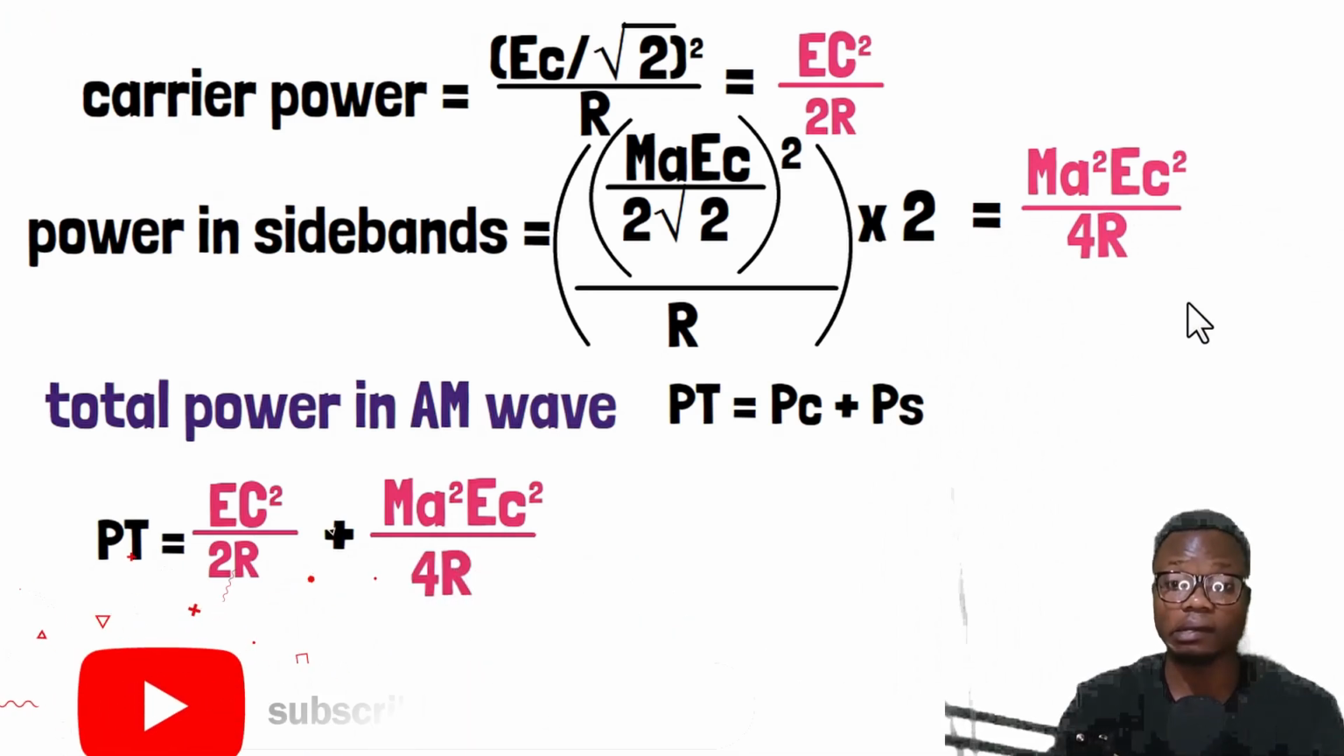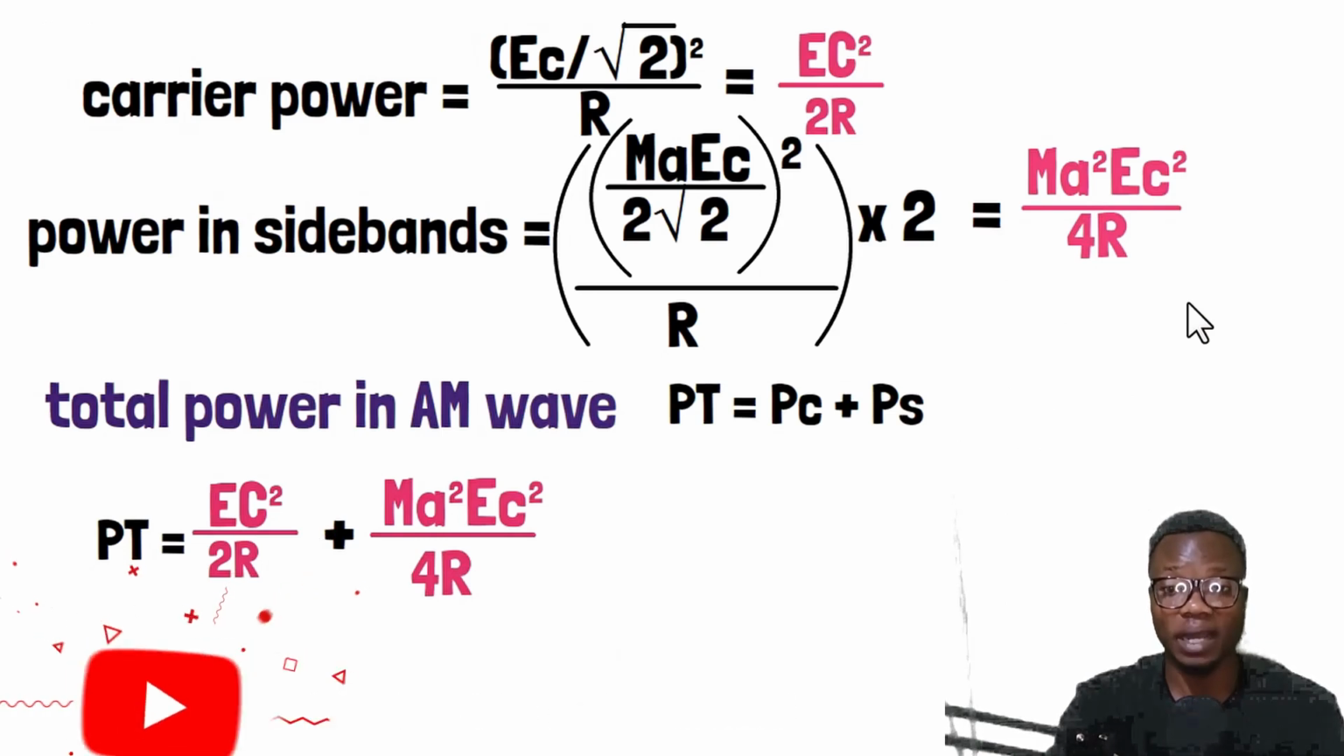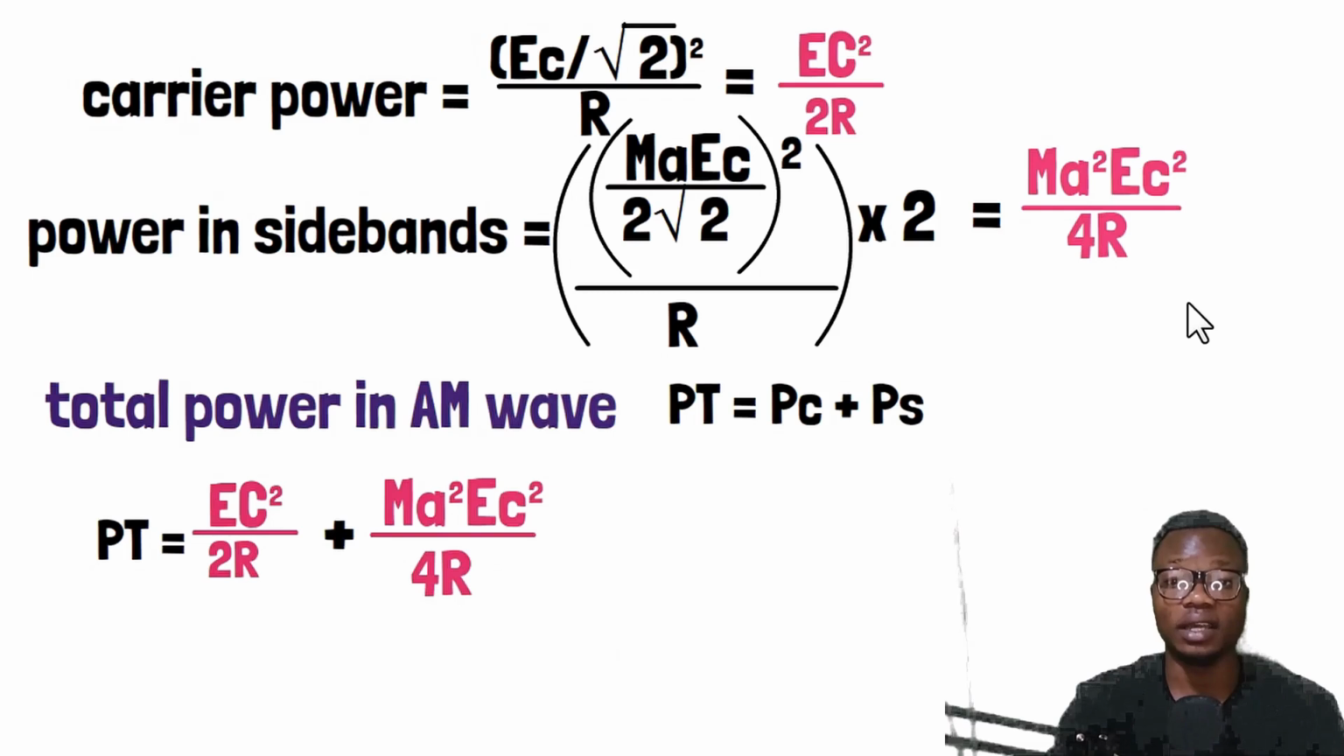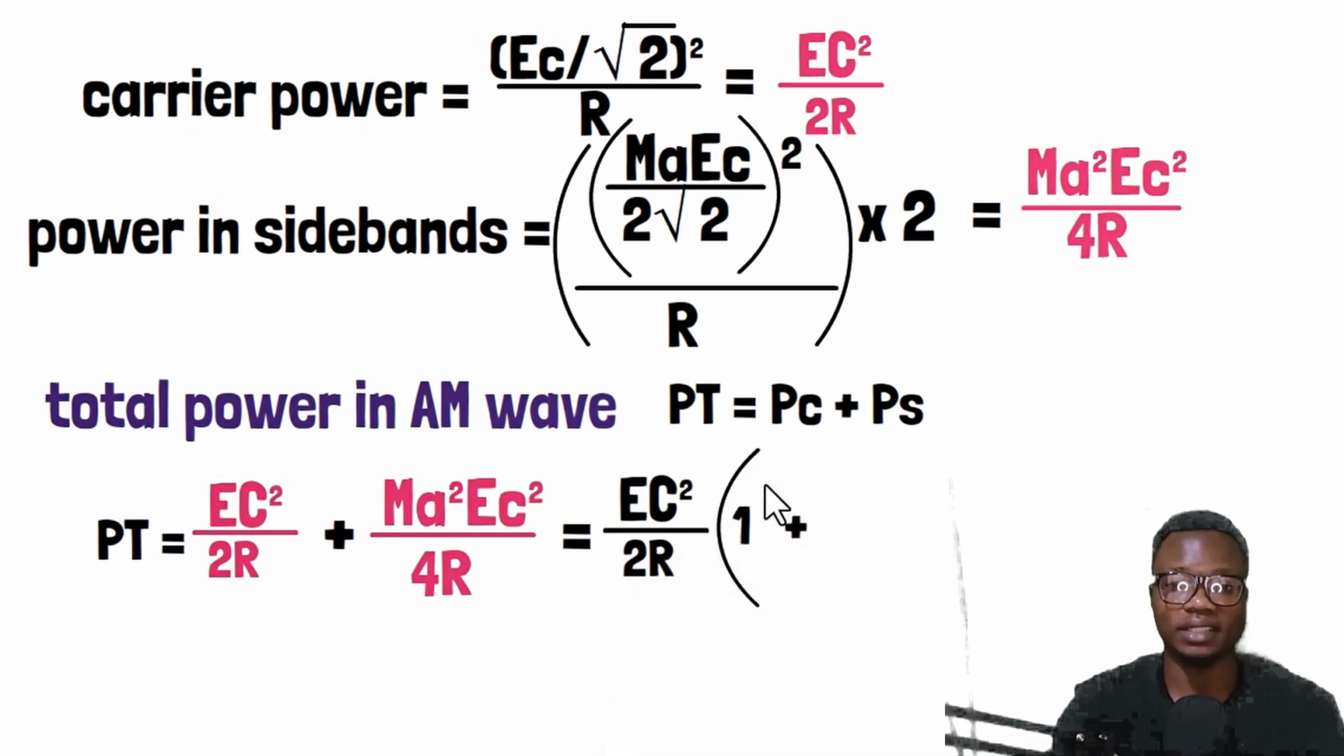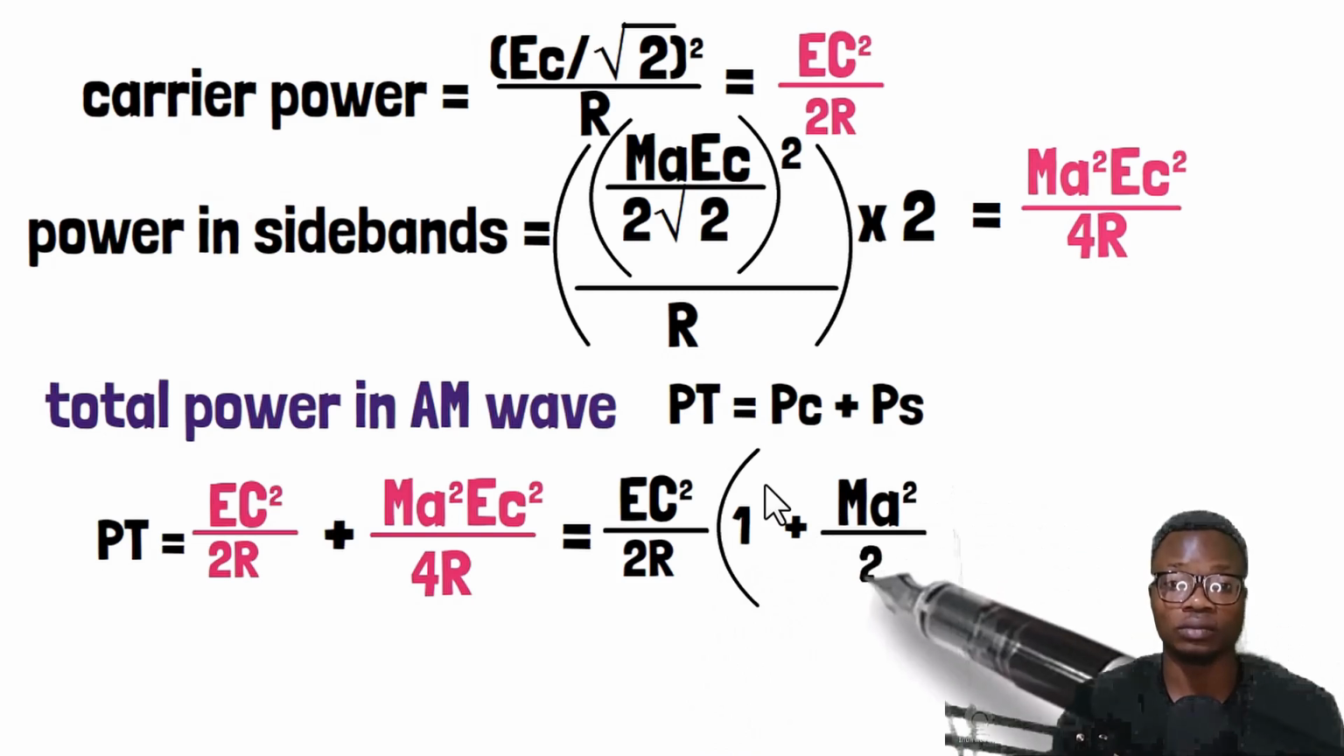Okay, this one is the total power: Ec squared over 2R plus Ma squared Ec squared divided by 4R. Now, because Ec squared over 2R is common in both places, we're going to factor out Ec squared over 2R. Then it will be bracket 1 plus Ma squared divided by 2, bracket.